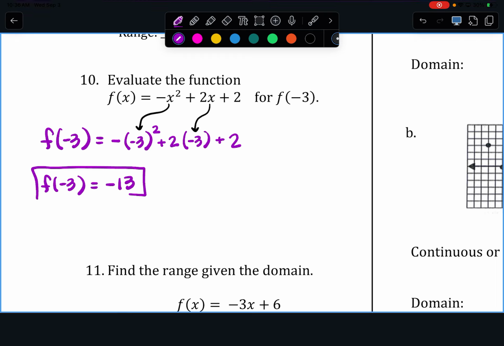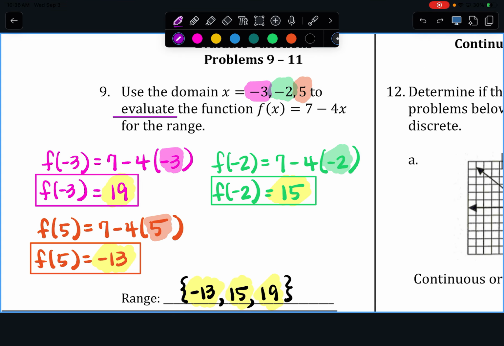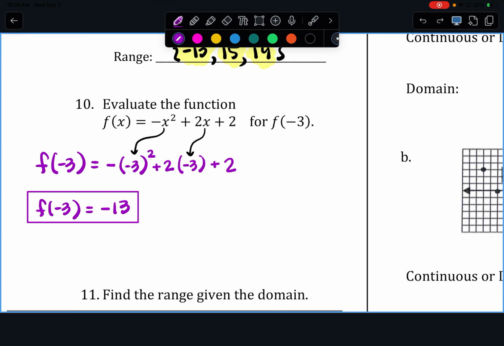Again, use your calculator, right? Or at least check it, right? I'd love it if you did it in your head first, right? And you tried to use PEMDAS and did it in your head and then checked it with your calculator. That would be amazing. All right, and then that's my answer, right? This was just a one-step problem because they only gave me one x value to evaluate, as opposed to this one up here where they gave me 3 different x values to evaluate, right? That was a 3-part problem, but this is just a 1-part problem.